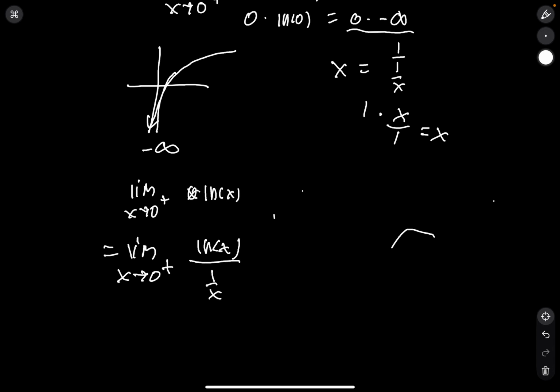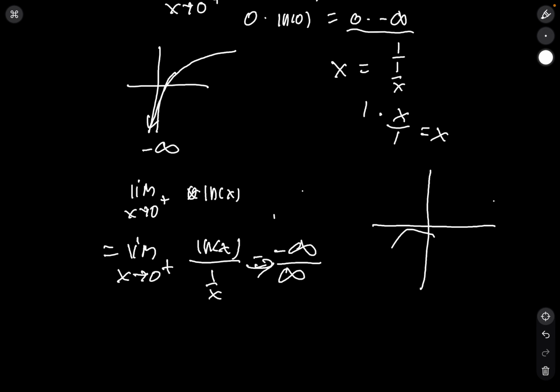Now, finally, we're able to use a form that everybody's known. The natural log, as it approaches 0 from the right side, is going to be negative infinity. And 1 over x, as x approaches 0 from the right side, is going to be just infinity. The reason why that is, let's take a look at the graph of 1 over x. We see from the right side, it's just approaching infinity, and that's what it is.